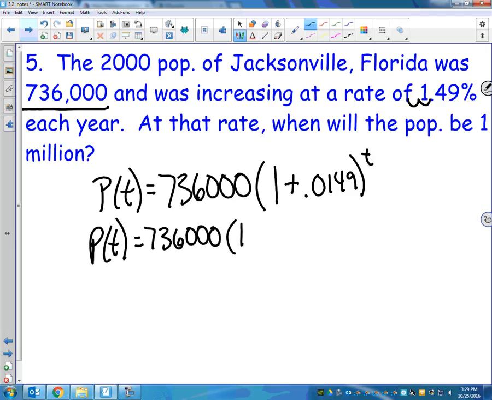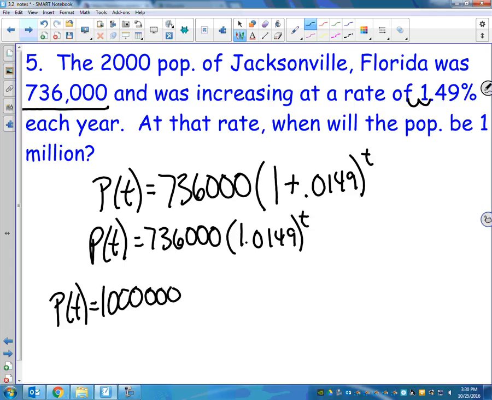And we did one like this yesterday where we were just using kind of guess and check to figure this out. But I want to show you how we can use the calculators to actually get an exact answer here. So this would be our model for the Jacksonville, Florida population. At what rate will the population be 1 million? Well, think about, like, we want to know when will the population be 1 million.